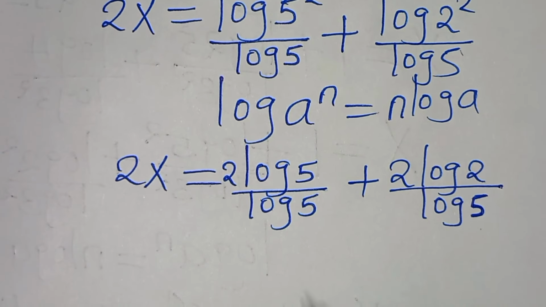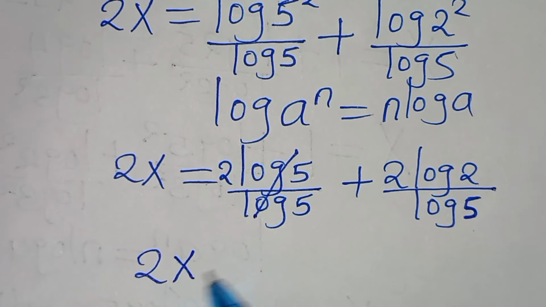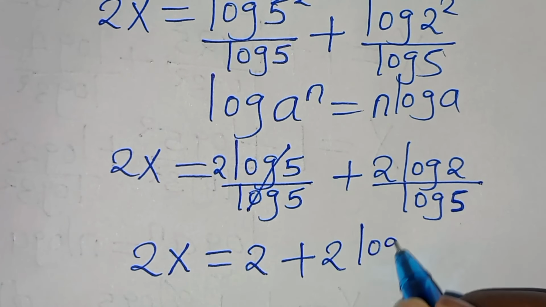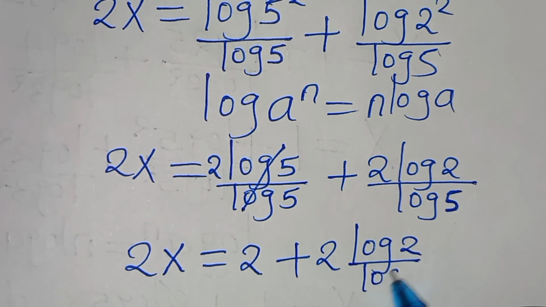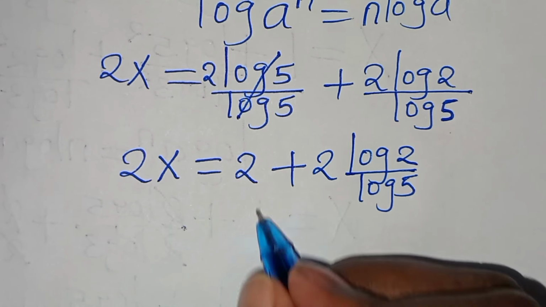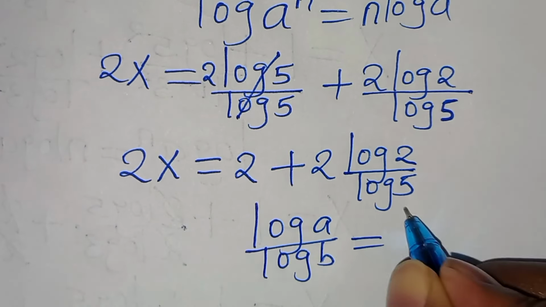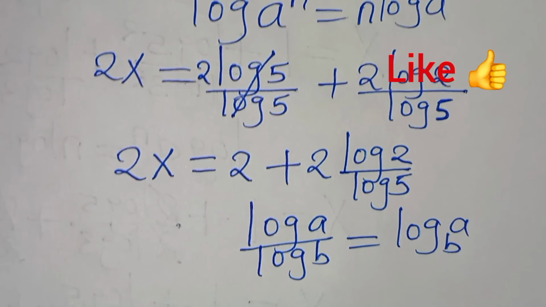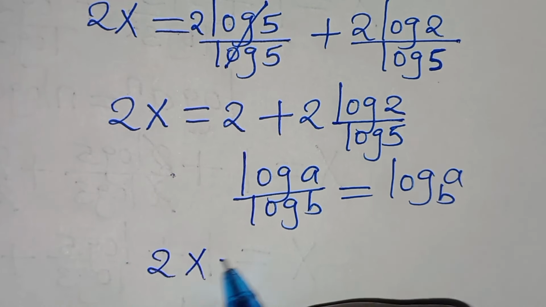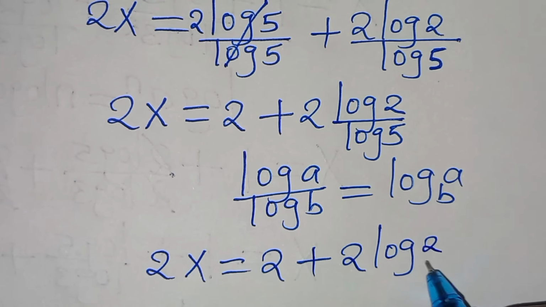So that now, the next step is to simplify log 5 and log 5 here. So that now we have 2x, this is equal to 2, plus, this is 2 log 2 divided by log 5. Now, we have log 2 divided by log 5. This is in the form of log a divided by log b, which we can express as log a to base b. Applying this logarithm property, then we have 2x is equal to 2 plus 2. This is log 2 to base 5.